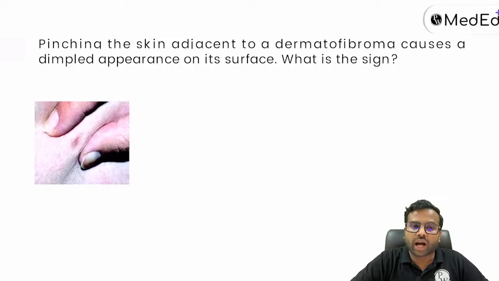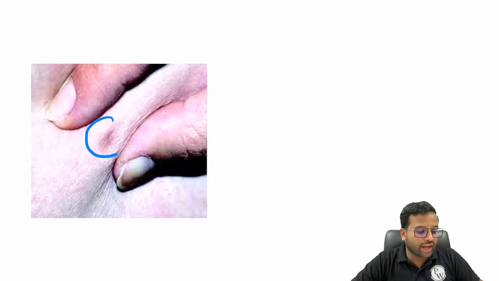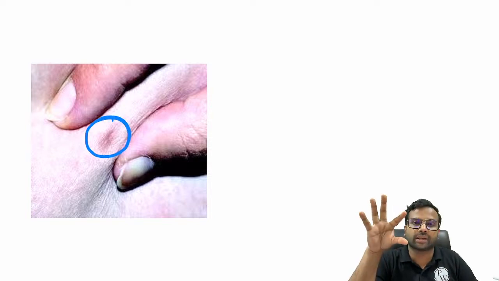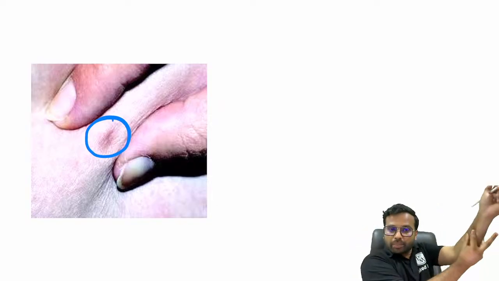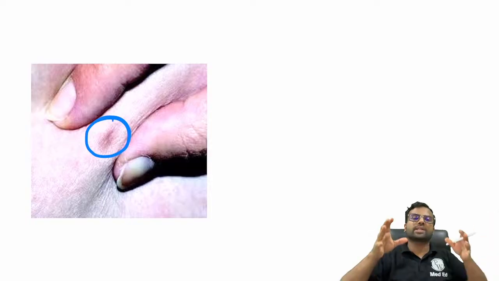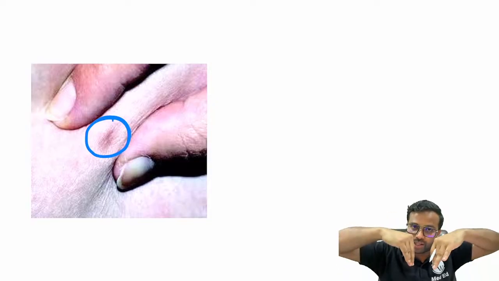Pinching the skin adjacent to a dermatofibroma causes a dimpled appearance on its surface. What is the sign? So now you can see here as well. Now there is an area of dermatofibroma. If you just try to pinch the skin, say you're using your index finger and your thumb and you're just trying to apply pressure, you're trying to pinch the skin like this. So once you pinch the skin, the lesion goes beneath the skin.